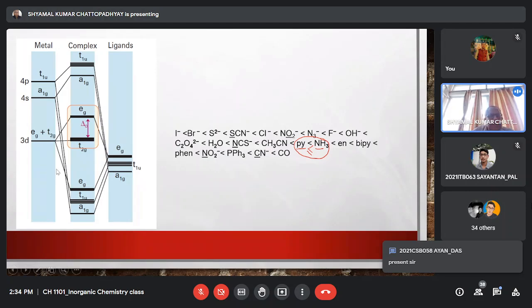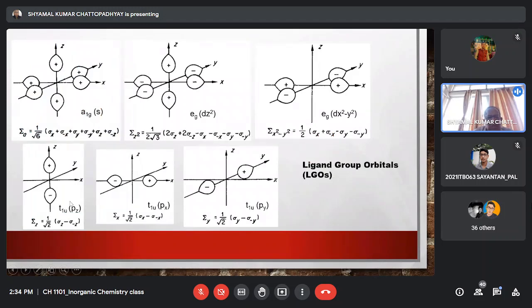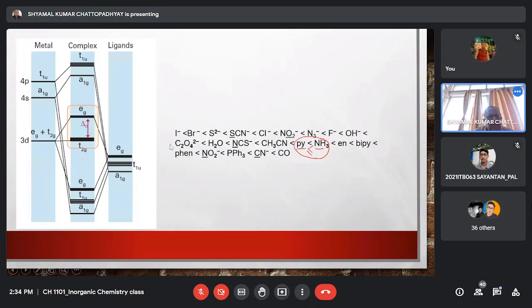So what we may say that when they interact, we know orbitals of same symmetry interact. So the A1g, the s orbital of the metal ion, interacts with the A1g orbital of the LGO, and they form a bonding orbital and an anti-bonding orbital. So this is the anti-bonding orbital, this is the bonding orbital. Similarly, T1u LGO, these 3 LGOs, they interact with the T1u, that is the metal p orbitals, and they again form 3 degenerate bonding orbitals and 3 degenerate anti-bonding orbitals.